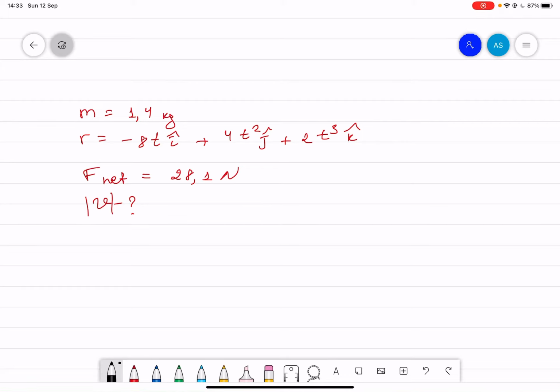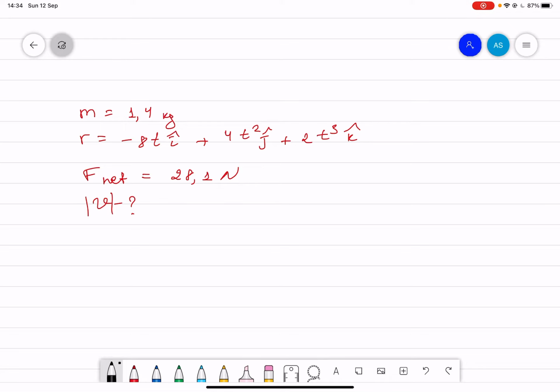The vector position of an object of mass 1.4 kilograms that begins its motion in 3D is described by the equation r, where i, j, k are unit vectors along the x, y, z. So we have to find what will be the speed when the magnitude of net force acting on it reaches the value of 28.1 Newton. So we have to find basically the magnitude of the v.